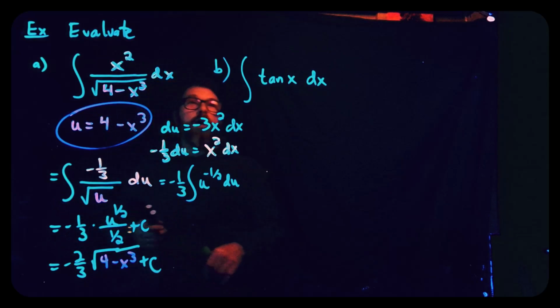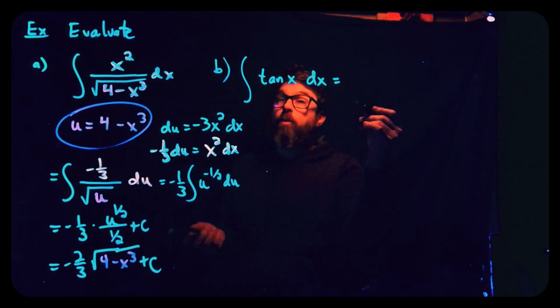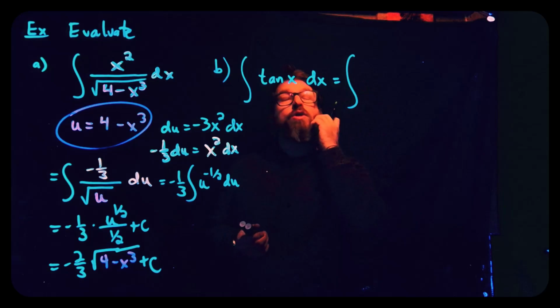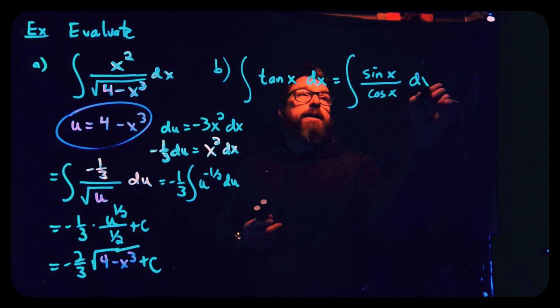Now, this one might not look like a substitution, but it's one of my favorite to give because you have to rewrite it in order to see the substitution. So the tangent is built from the sine and cosine. So this is the sine of x over the cosine of x dx.